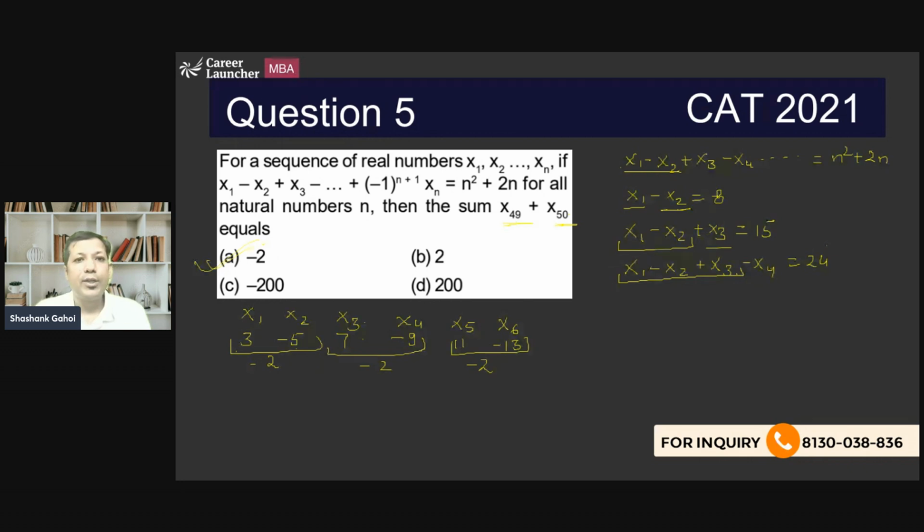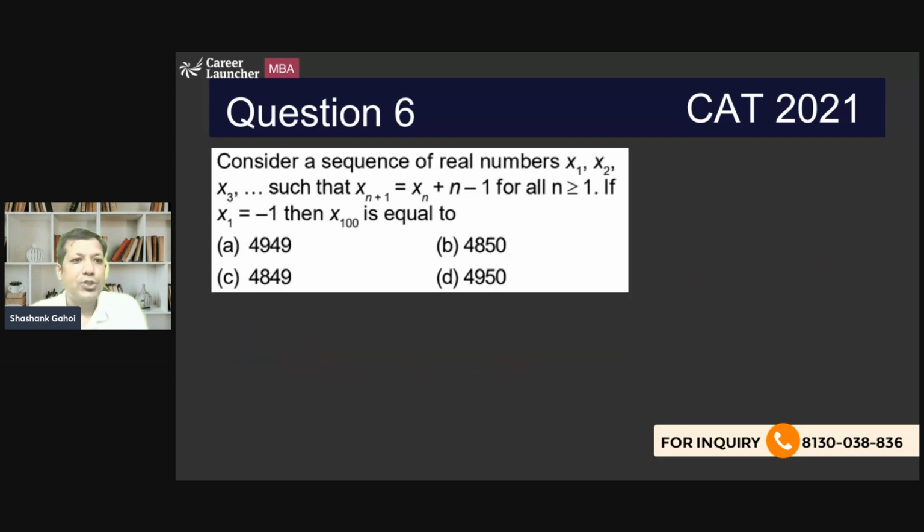I'm not going to calculate the values of x49 and x50. Why would I put n equal to 49 and n equal to 50 and get the values? I'm not going to do that. I'm directly going to take this approach and get the answer. Now let's move on to the next question.